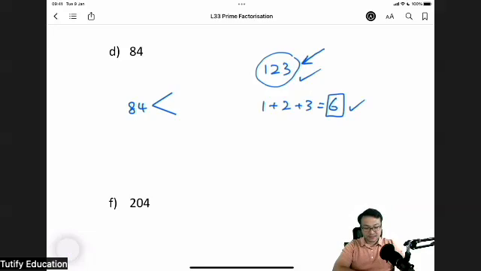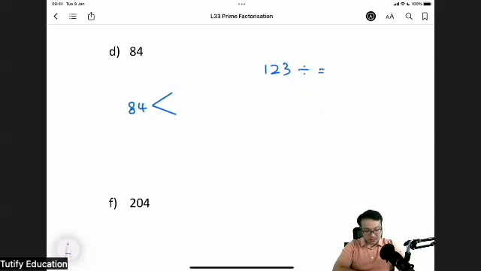Understand? Yes. In fact, if I take 123 and divide by 3, the answer will be 41. All right? Sorry, let me write down the 3 here.